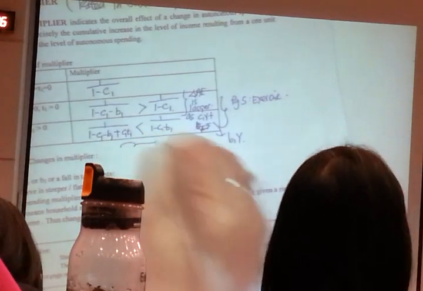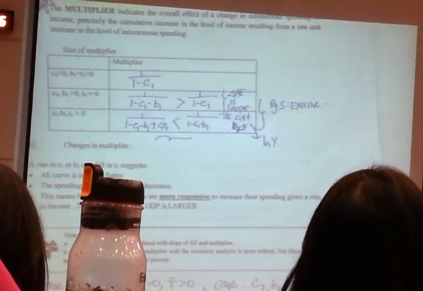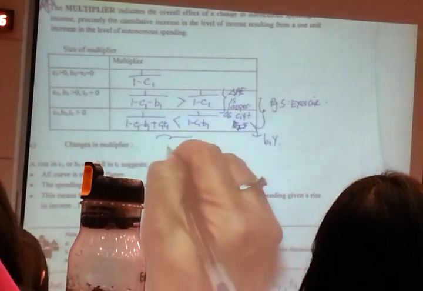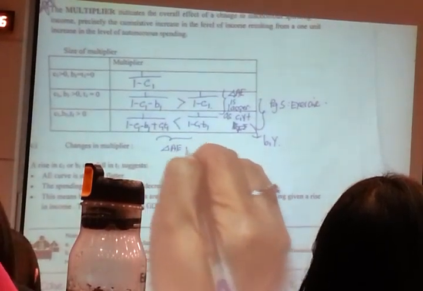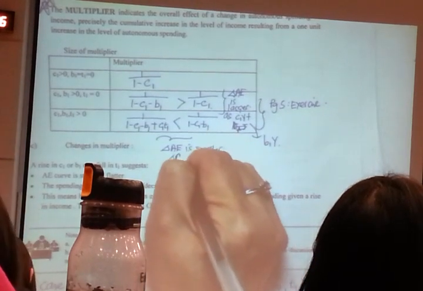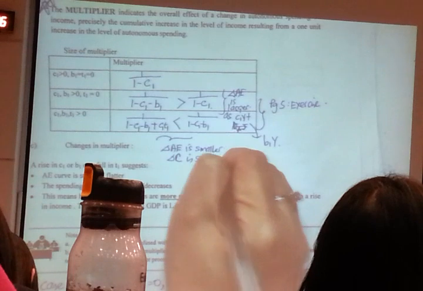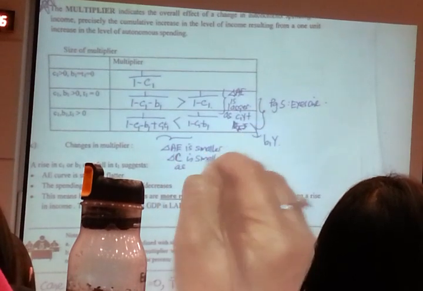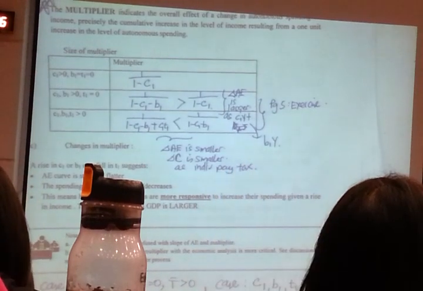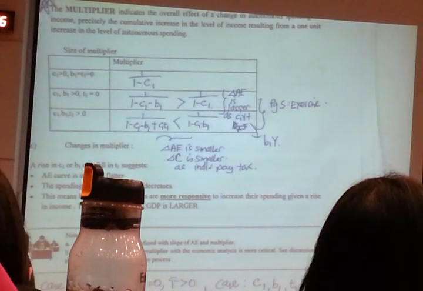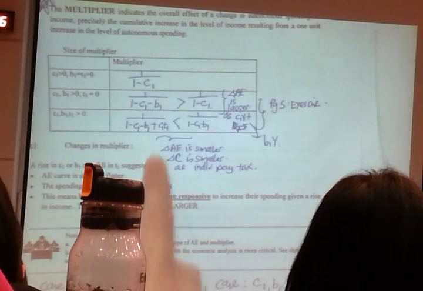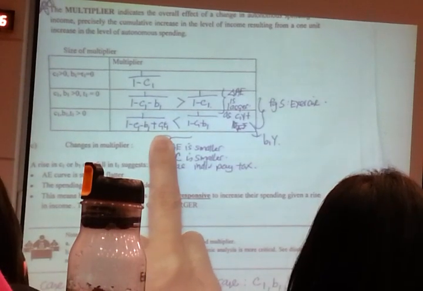Right, so what is the economic intuition? What is the analysis behind it? Why is the multiplier smaller? Because we know change in AE is smaller. Right, because change in C is smaller. Because individuals now must pay tax. Right, so the amount of money pumped into the economy naturally is smaller. That's why you get a smaller multiplier.